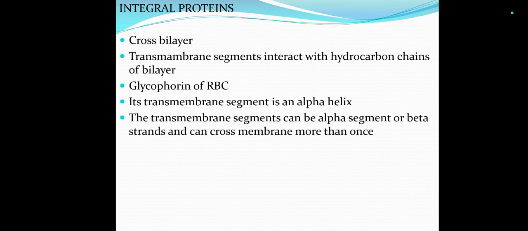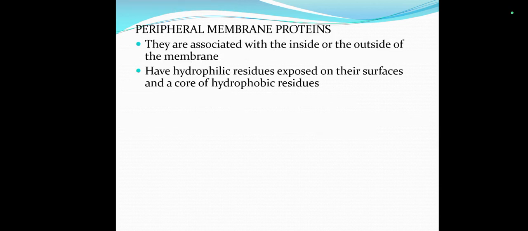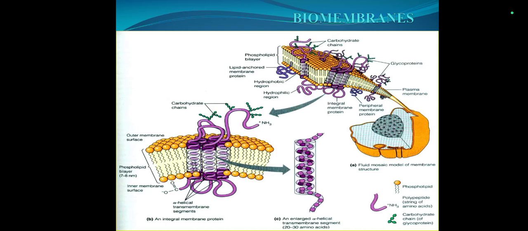Again, the type of structure present in the integral proteins is usually alpha helix and beta strands. Peripheral proteins are present peripherally, and they provide receptor sites for the attachment of substances. And this is again the structure of the cell membrane.